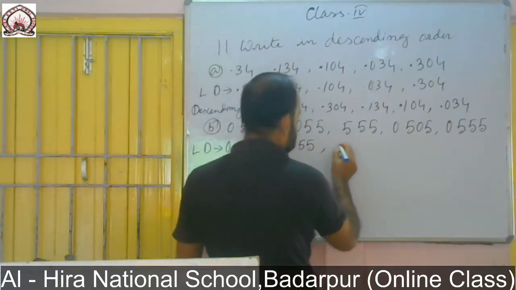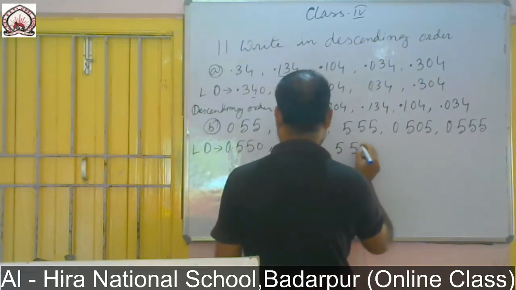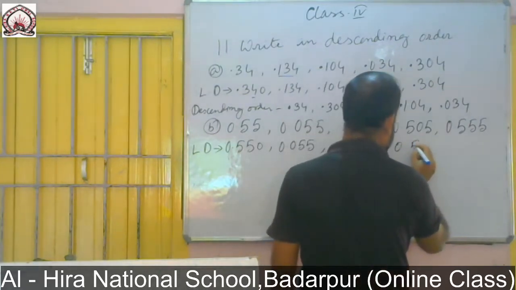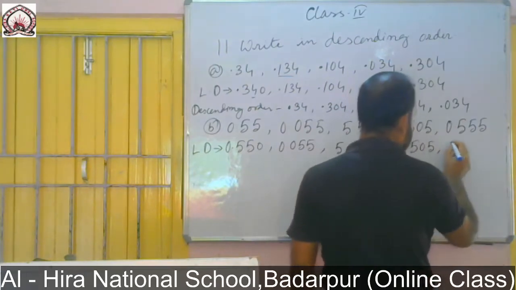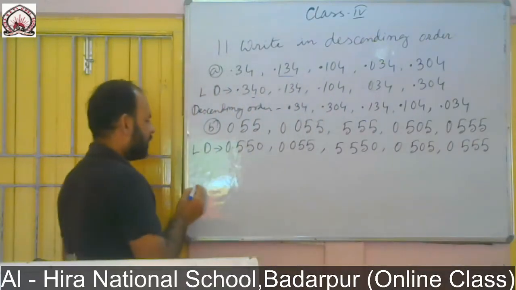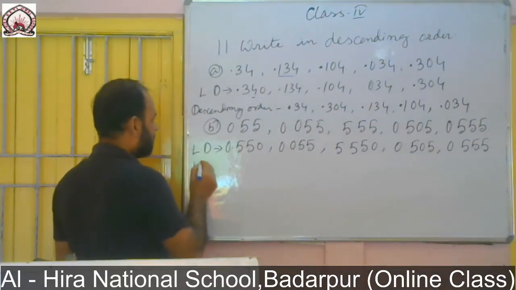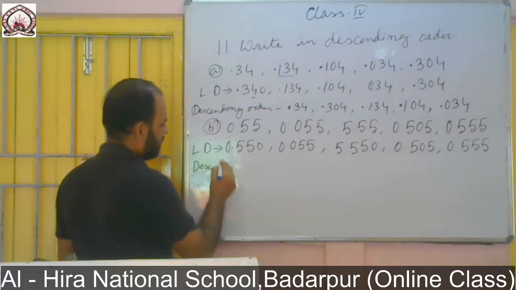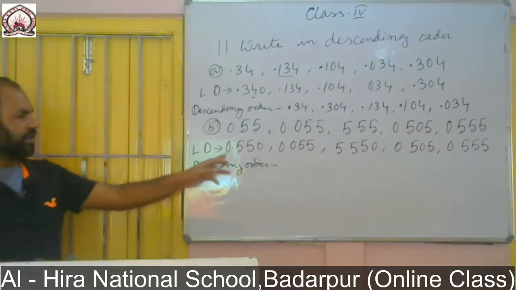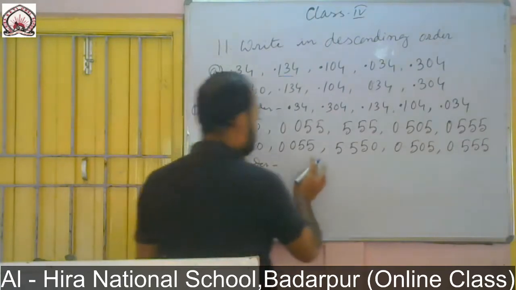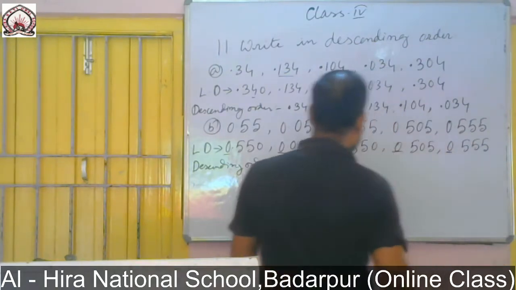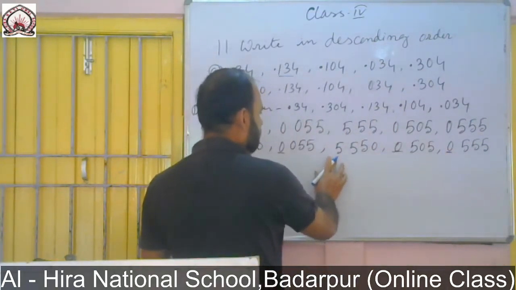Next 0.055, next 0.550, next 0.505, next 0.555. Now we write descending order. Descending order. So here we found the integral part is 0, 0, 0, 0. These four numbers we compare, because here 5 is the integral part, so it is the greatest number.